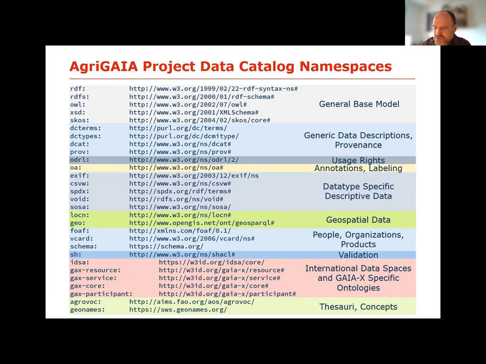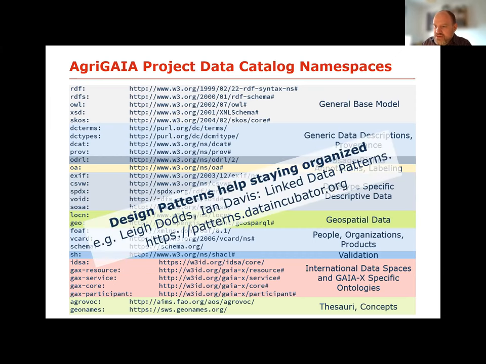And there are a number of controlled vocabularies and thesauri. For example, AGROVOC is used for concept assignment for the themes and topics, and we have the GeoNames ontology for geospatial names and so on. In the end, it's quite a challenge to have so many vocabularies, and you probably need some kind of design patterns to help you stay organized. And there are quite a few initiatives around design patterns.